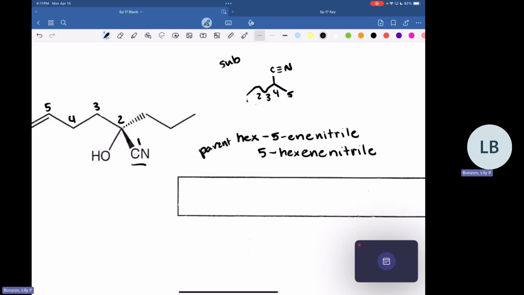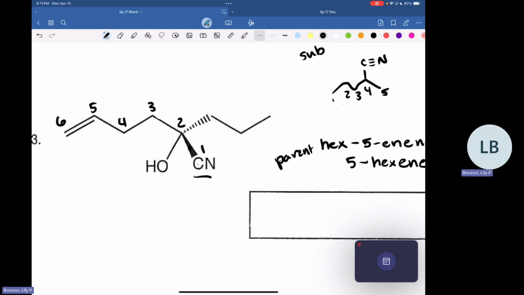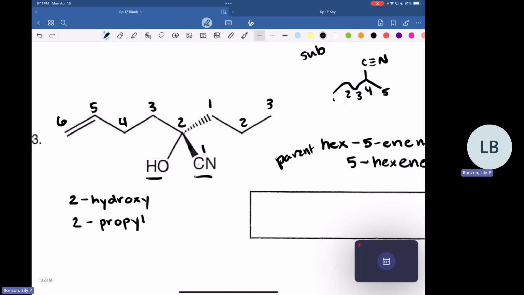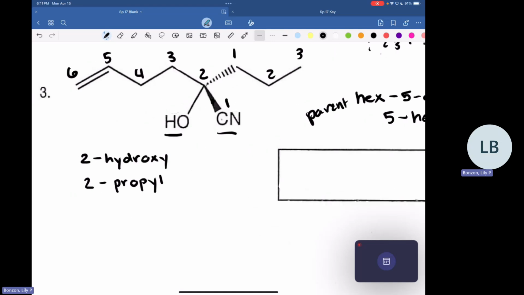Now we just got to look at our subs. So we've got an alcohol substituent on carbon 2. Alcohol subs are hydroxy. And then also coming off of carbon 2, we have a 1, 2, 3, we have a propyl group. And this one's not any fancy propyl, it's just a linear chain coming straight off, so it's just regular propyl. And then we just have our R and S that we have to worry about.